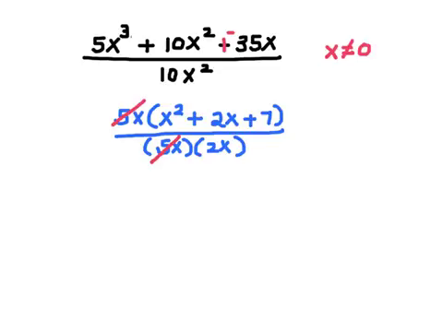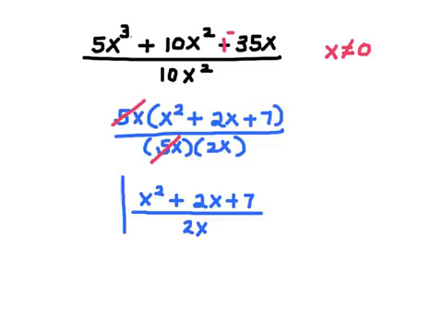So what I have left over in the numerator is x squared plus 2x plus 7 divided by 2x. And between the numerator and the denominator there are no common factors, so nothing else can be canceled out. This is my final answer.